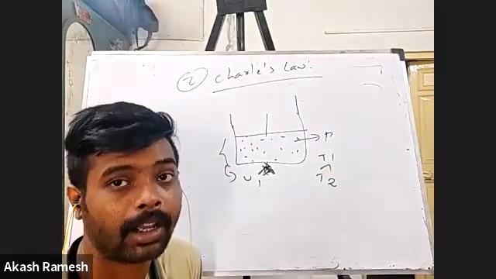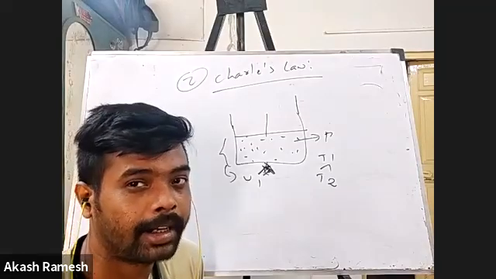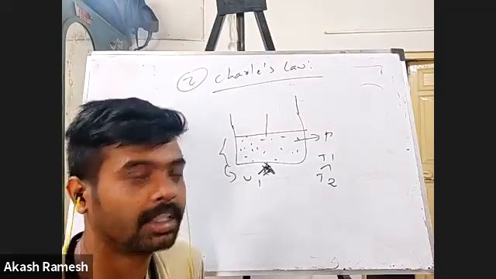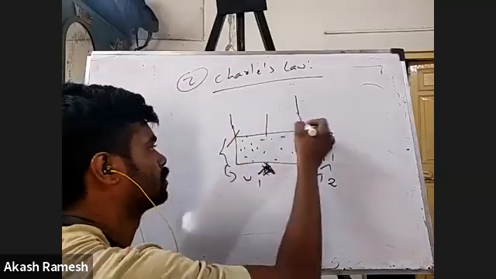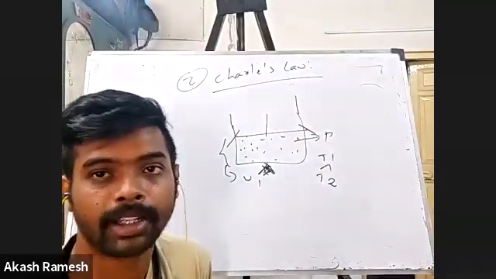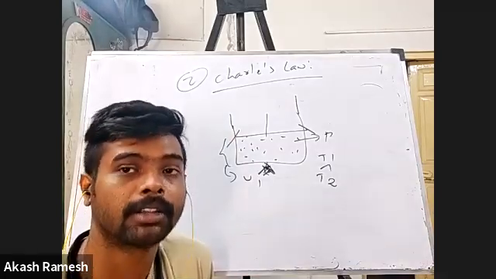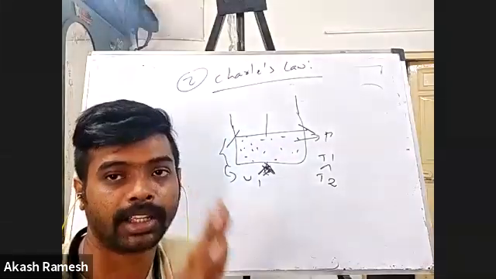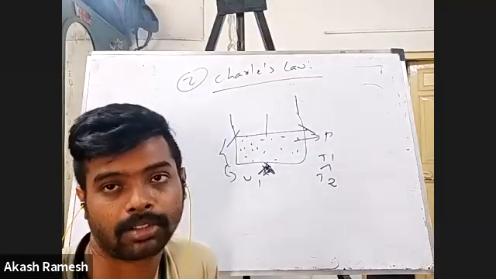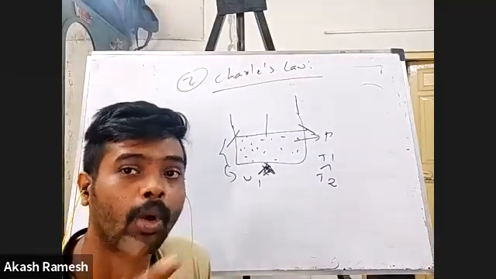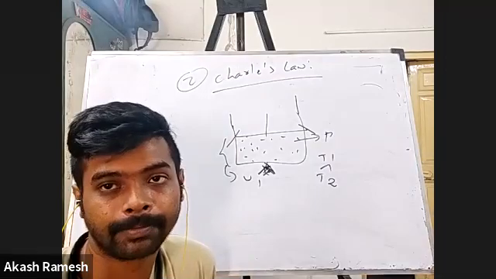Now, please understand this: if this was hinged, what do you mean by hinged? The piston cannot move up or down, it's closed. That means the piston cannot move up or down, it's hinged. If that is the case here, what is constant? You tell me.